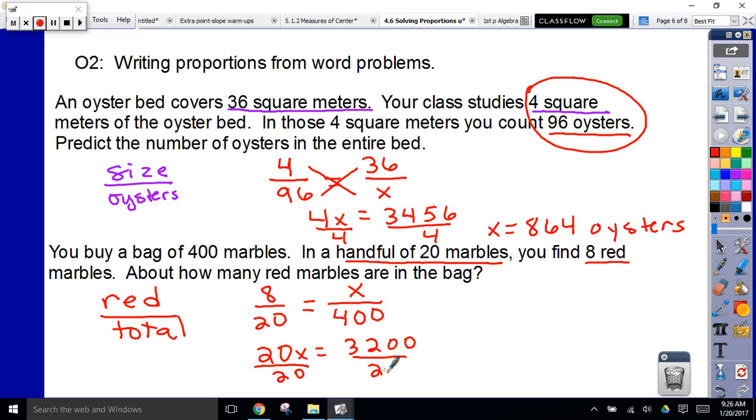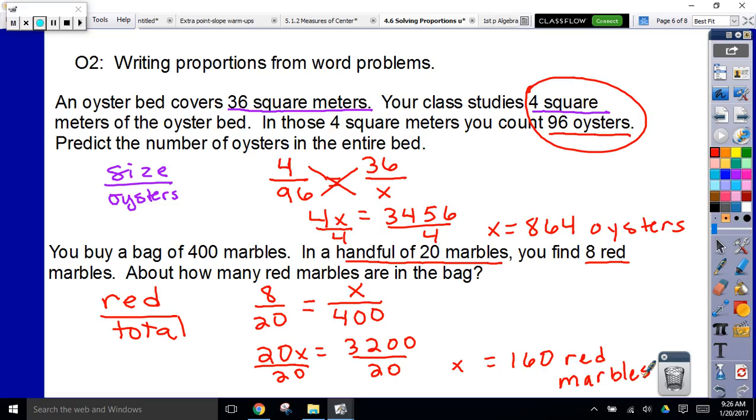Dividing both sides by 20, we have X equals 160. And the label for that would be red marbles. We found that there are 160 red marbles in the bag. Okay. There are 2 problems that I want you to attempt to complete on your own on the next page. I'll leave this up here for a second so that you can continue to look at these examples.